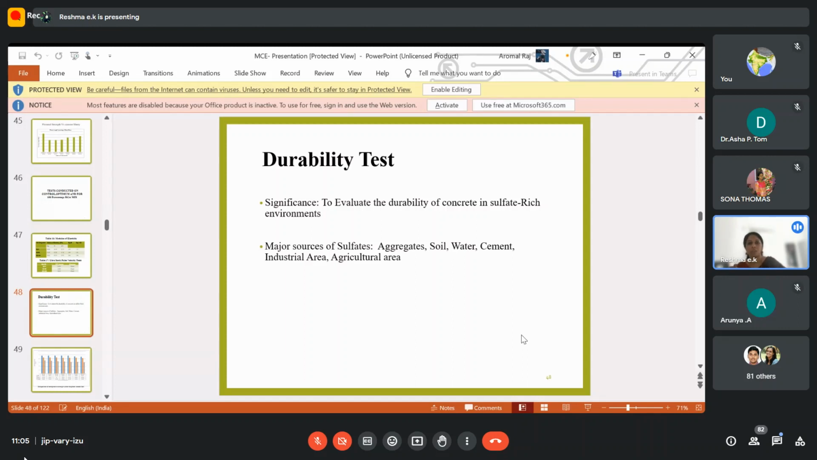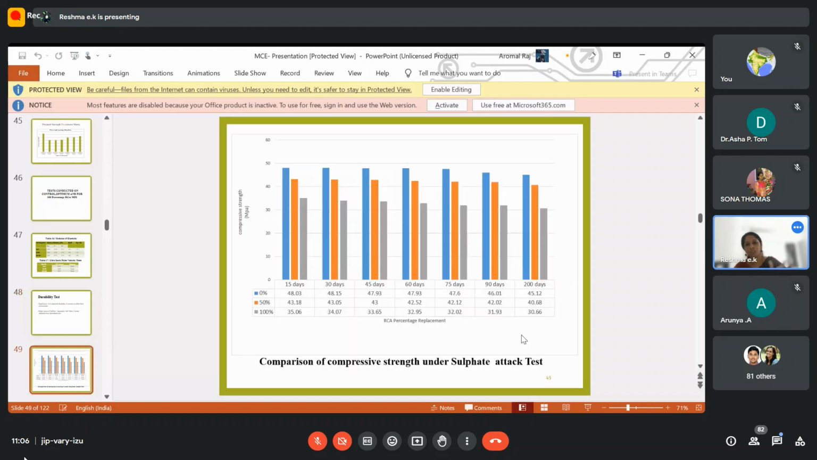So there is a possibility of penetration of sulfate into the mix where I'm using recycled concrete aggregate, where they have more water. So that is the reason this has to be studied. Actually, it should be a 1 year study.